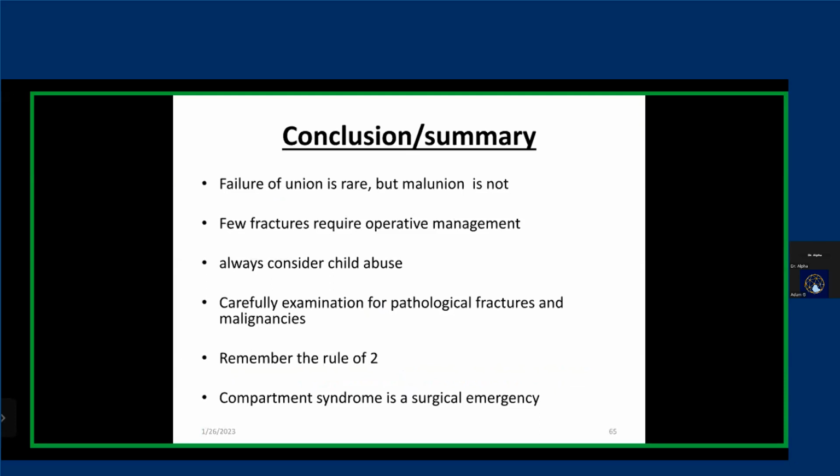So we're coming to the end. The take-home message, or what I want you to keep in mind from this seminar, is that although non-union, failure to unite, is very rare in children, malunion is not, specifically rotational malunion, and it might have lifelong consequences. It might be debilitating.